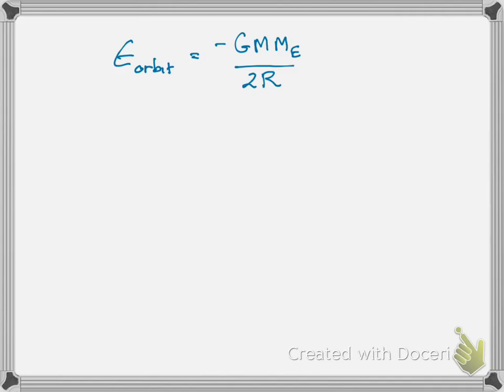What's important here is the negative sign. The negative sign means that it's bound. It's bound in orbit. It hasn't escaped. It doesn't have enough energy to escape. That is for something that is in a stable orbit.